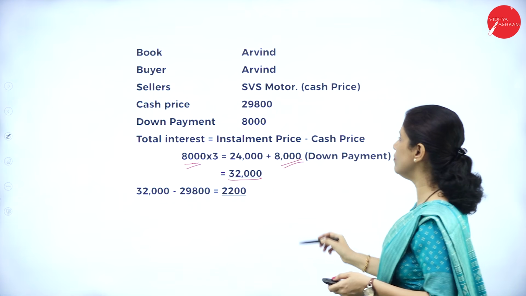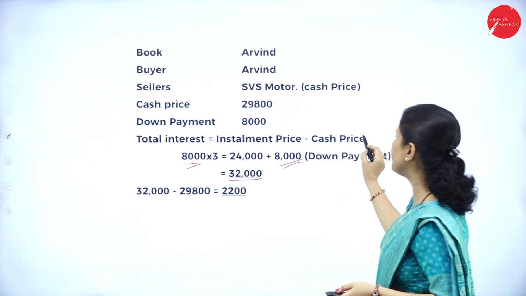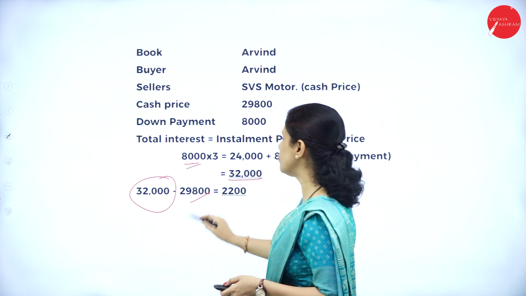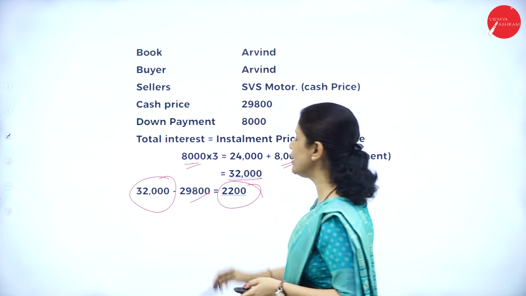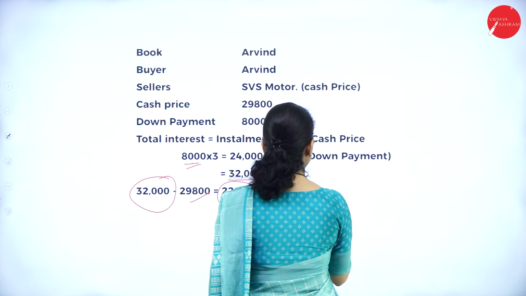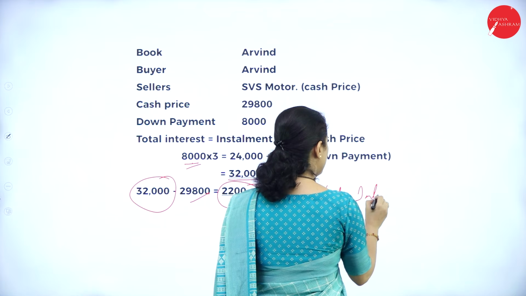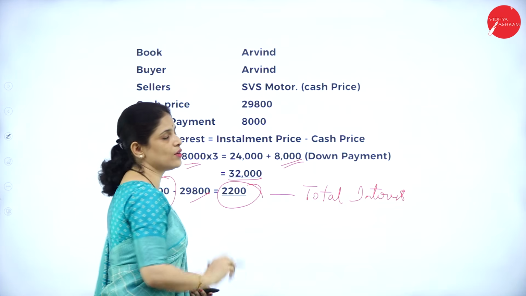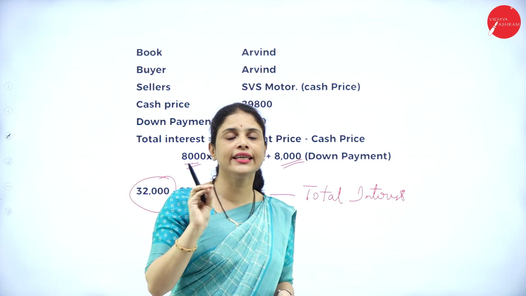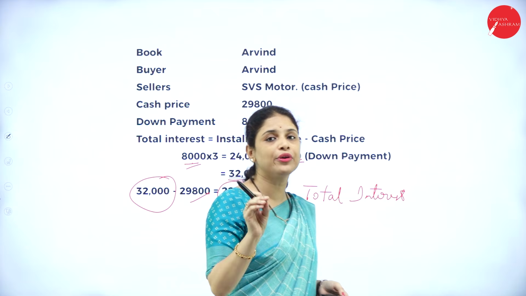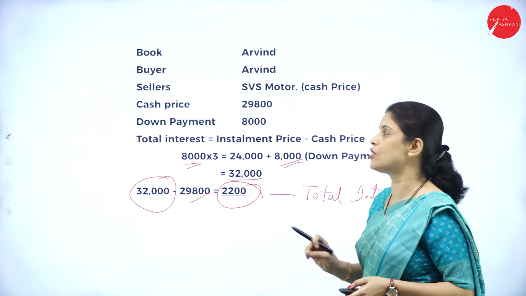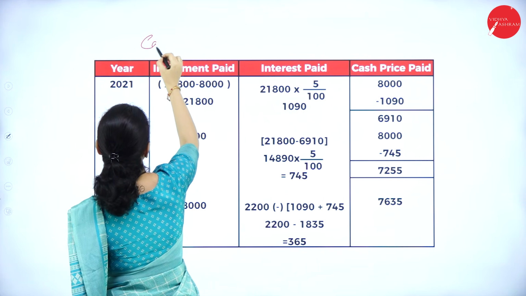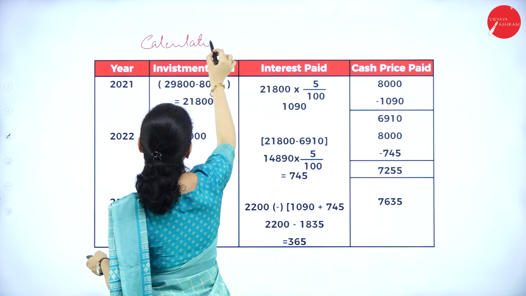After getting the installment price, we have to deduct the cash price. The installment price is 32,000. The cash price is 29,800. So we will get 2,200. This is the total interest for 3 years. So which amount will go to the interest suspense account? That is 2,200, for 3 years. What do we have to do now? We have to calculate the interest for each installment. For that we will make a table, that is the calculation of interest.